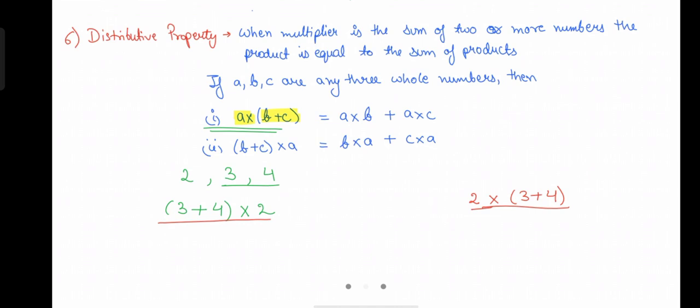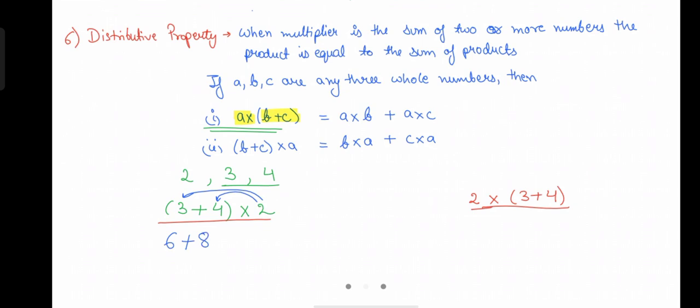So if I'm going with that rule, I'm going to multiply 2 with 4 and 2 with 3 as well. So first I'm going to multiply 2 with 3. My answer will be 6. Then, as it is addition, I'm going to place a plus sign in between, and then 2 with 4. So my answer will be 8.